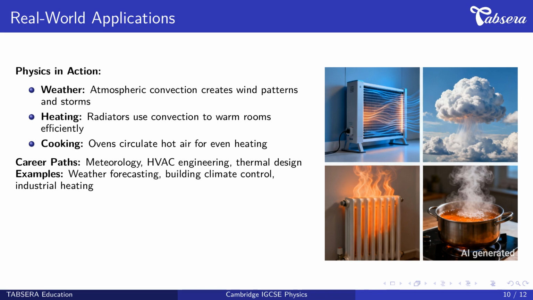In home heating, radiators use convection to warm rooms efficiently. They heat air, which rises and circulates throughout the room. In cooking, ovens use fan-assisted convection to circulate hot air for even heating of food. These applications show why understanding convection matters.